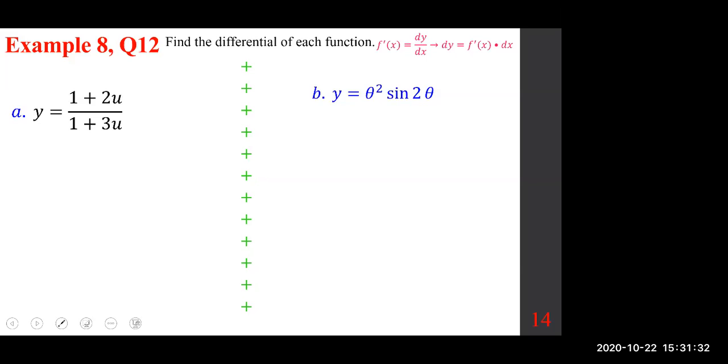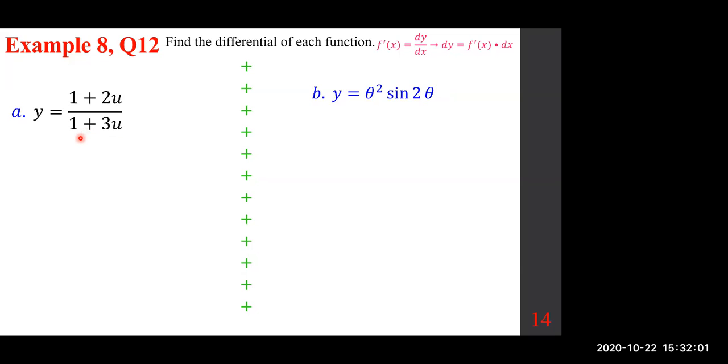We want to find the differentials for these functions, class. Basically, you differentiate the first step and you completely ignore the differential. Whenever you're done, you tag along the dx. In this case, the independent variable is u, so you tag along du. In this case, you tag along d theta.